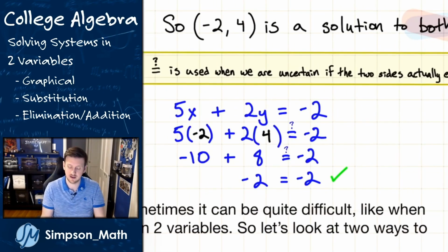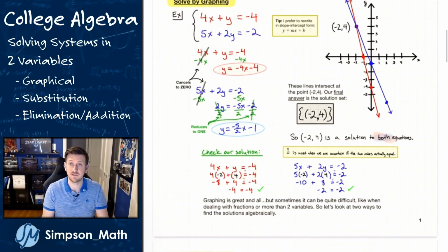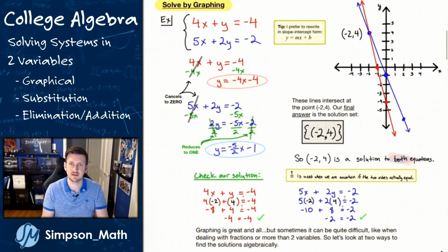So over here, take (-2, 4) and plug it into the blue equation. Plugging the -2 in for x, I get -10. Plugging the 4 in for y, I get 8. And then I can add those and get -2 does equal -2. So again, that is showing that (-2, 4) is a solution to this system.